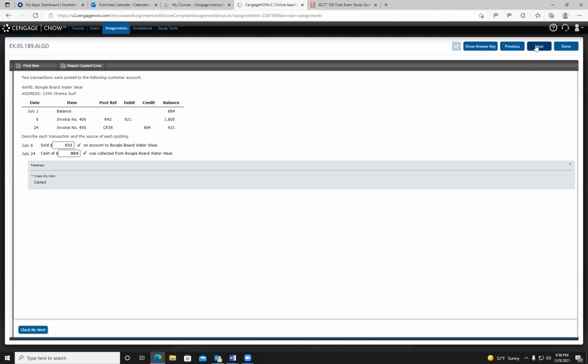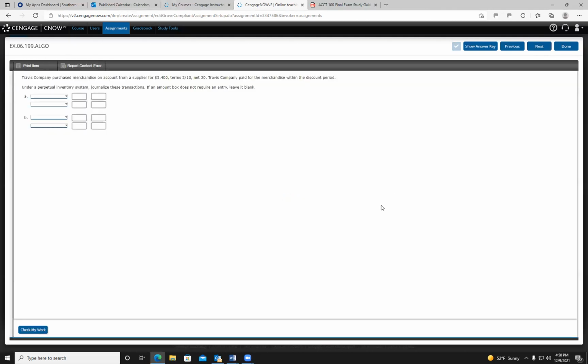Let's move on to the next problem. Now, what we're looking at here is Travis Company. Travis Company purchased some merchandise on account using the terms 2/10, net 30. That tells me it's due within 30 days. However, if they pay within 10 days, they'll get a 2% discount. Travis Company paid for the merchandise within the discount period. Using the perpetual inventory system, journalize these transactions.